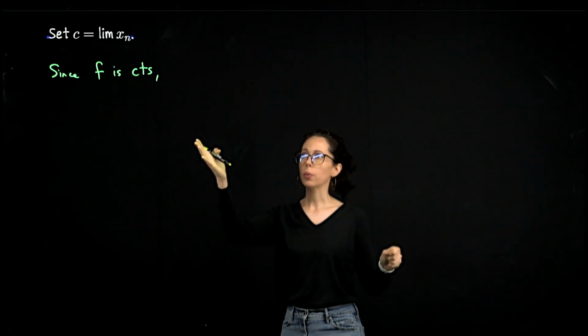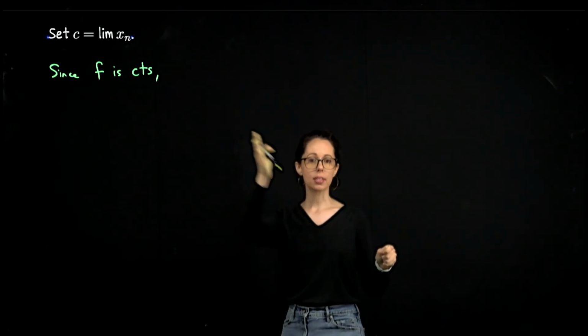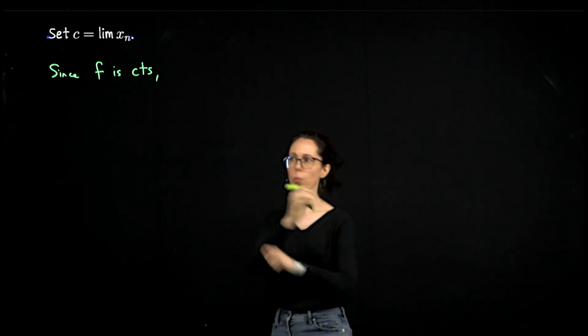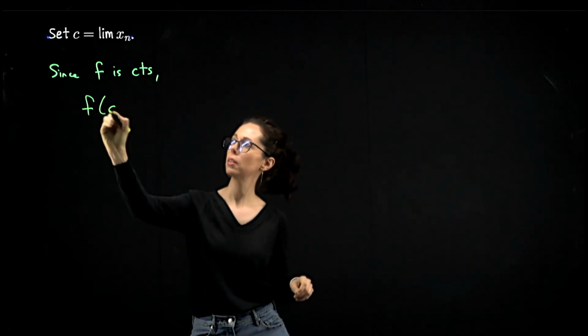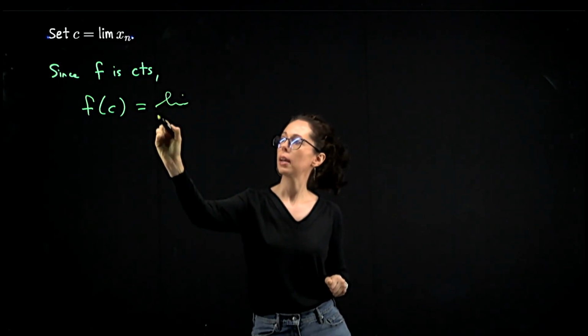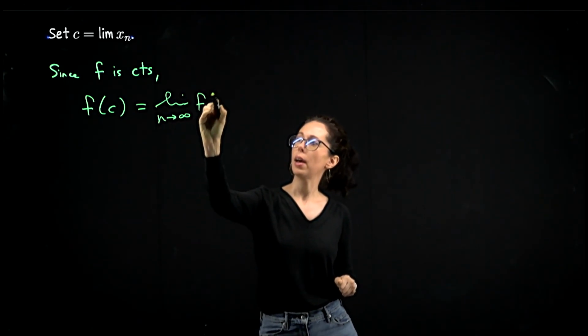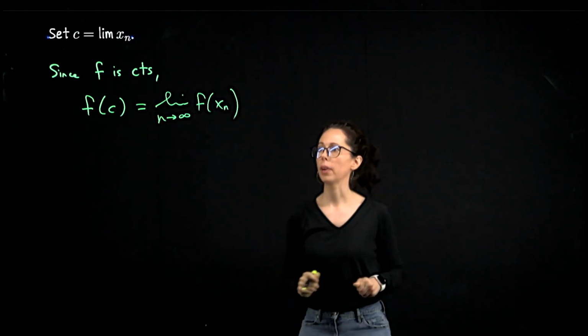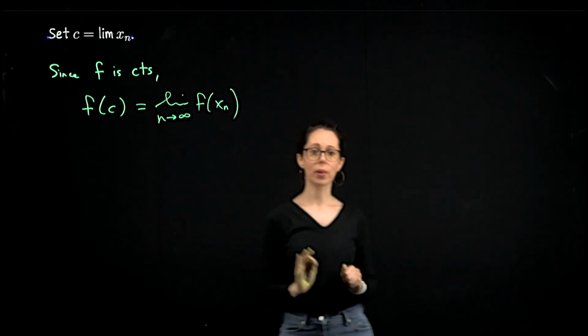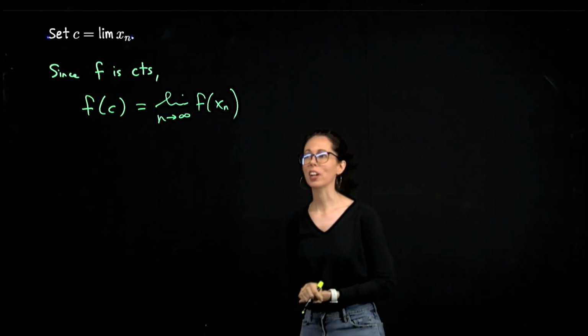We have a convergent sequence in the domain. x_n goes to C, so f of x_n goes to f of C. Let me swap the order here to write f of C on the left. f of C is the limit as n goes to infinity of f of x_n, right? So x_n goes to C, f of x_n goes to f of C because f is continuous. Again, that's the sequential characterization for continuity.